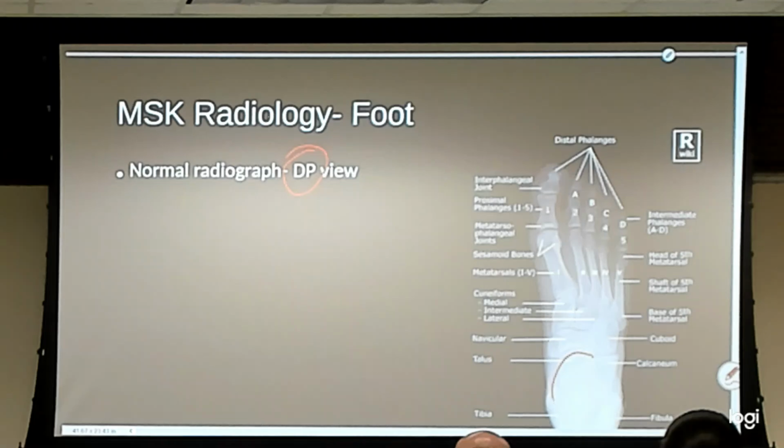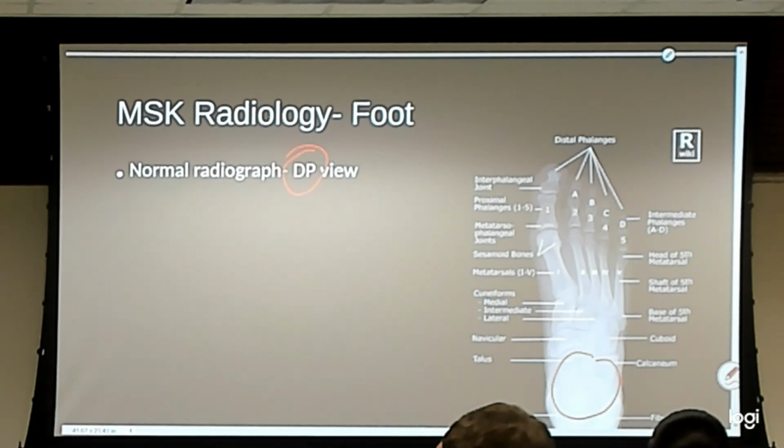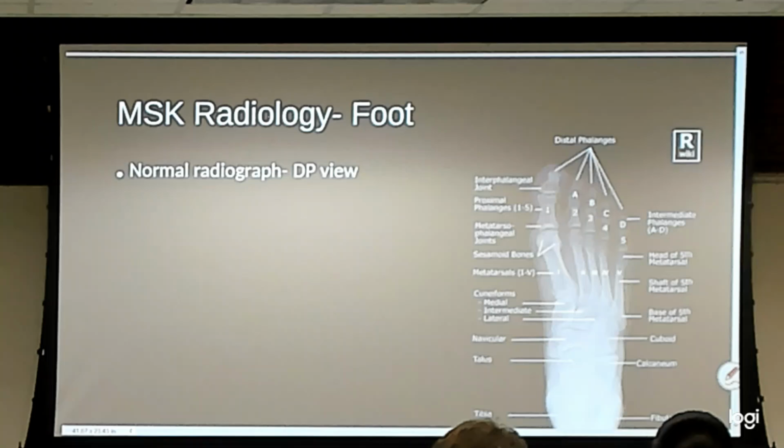Calcaneus and talus are stacked on top of each other here. So you've got that, the tibia and the fibula kind of all muddled together. What else do I need to know from this particular picture?